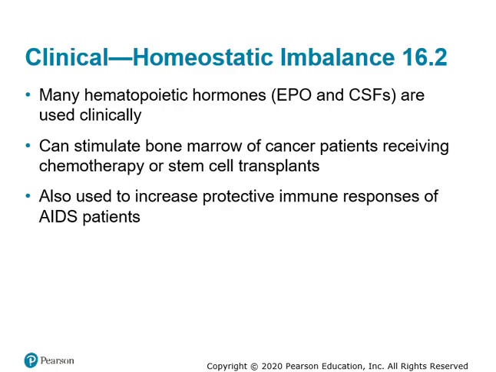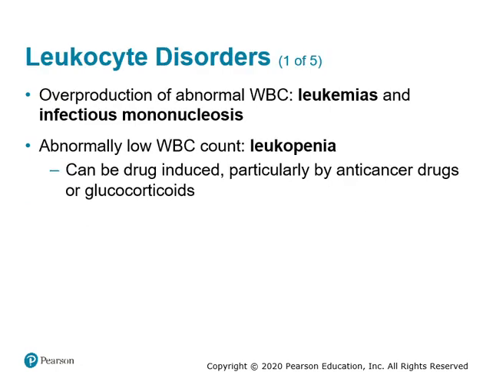We could use them to stimulate the bone marrow of cancer patients that are receiving chemotherapy, or give them to those that are experiencing stem cell transplants. You can also clinically use them to increase protective immune responses for AIDS patients. And so different disorders may require different treatments, and we're going to be talking more now about white blood cell disorders. So let's move to the overproduction of abnormal white blood cells called leukemia.